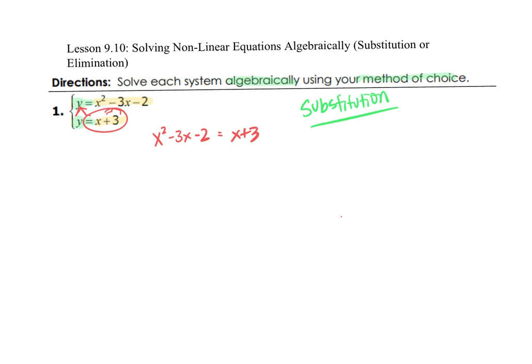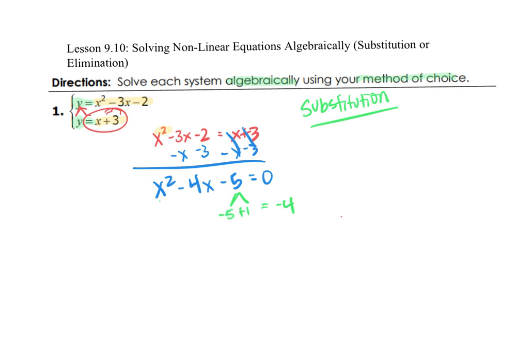Looking at this equation, notice that it is quadratic. X is squared. So to solve for x, we need to set it equal to 0. We're going to subtract x from both sides and subtract 3, matching them up with their like terms. So this is now x squared minus 4x minus 5 equals 0. To solve this, we'll do our factor tree. What multiplies to negative 5 and adds to negative 4? We have negative 5 and positive 1 that fit our puzzle.